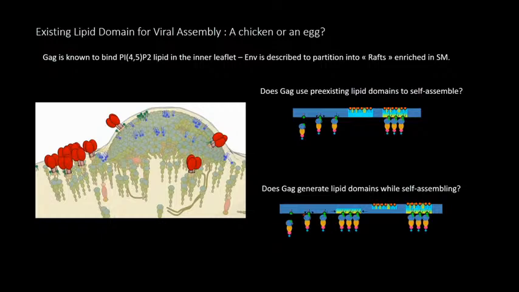One is that Gag uses pre-existing lipid domains to self-assemble, which are spontaneously partitioned into raft domains enriched in sphingomyelin and cholesterol. And the other one is that Gag is able to generate its own lipid domains that will be able to trap pre-existing outer leaflet lipid domains that could be enriched in envelope.